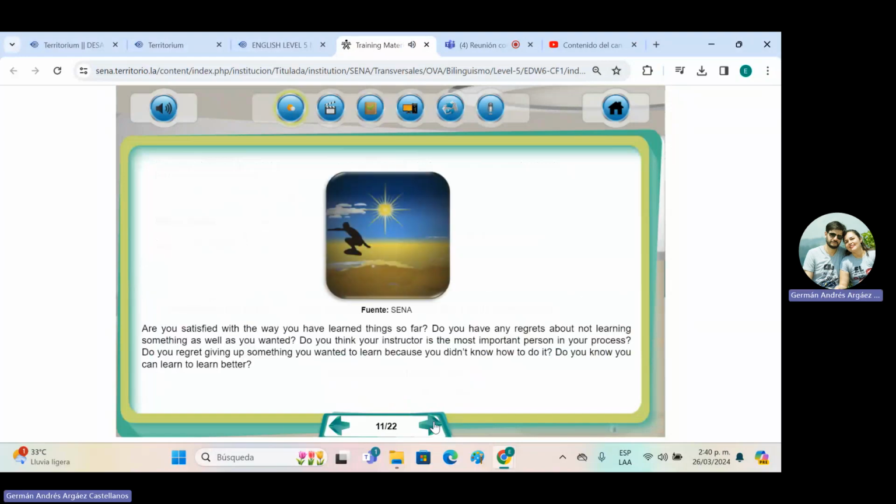Are you satisfied with the way you've learned things so far? Do you have any regrets about not learning something as well as you wanted? Do you think your instructor is the most important person in your process? Do you regret giving up something you wanted to learn because you didn't know how to do it? Do you know you can learn to learn better?